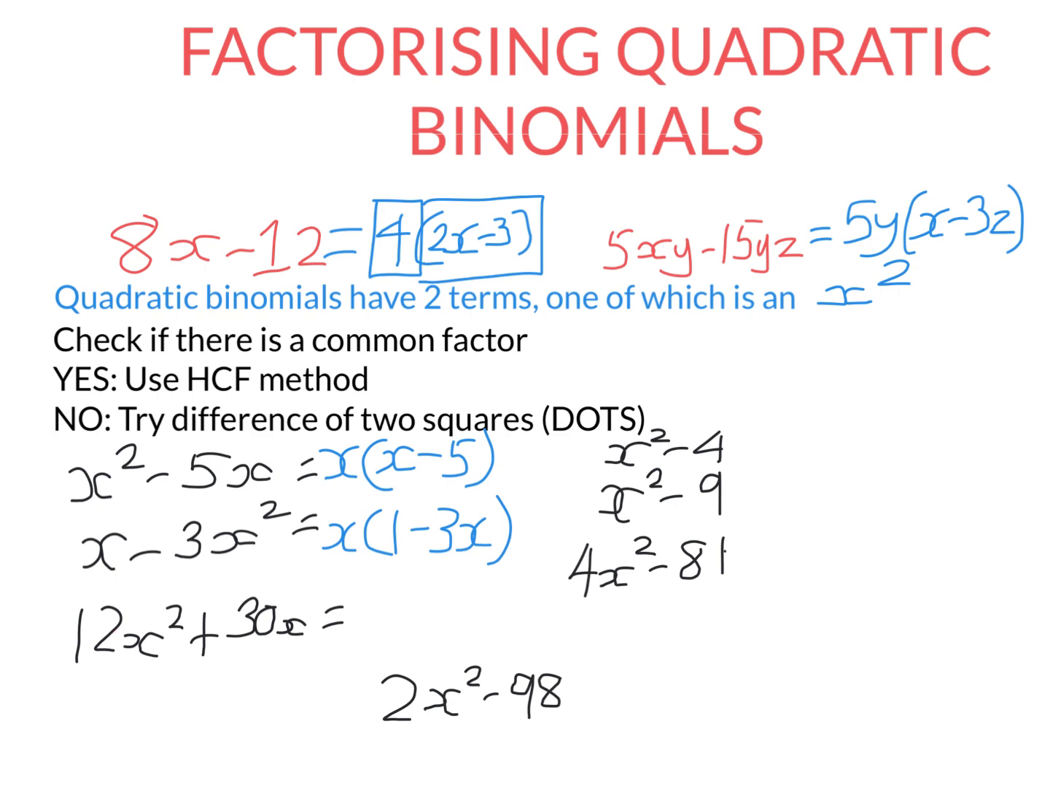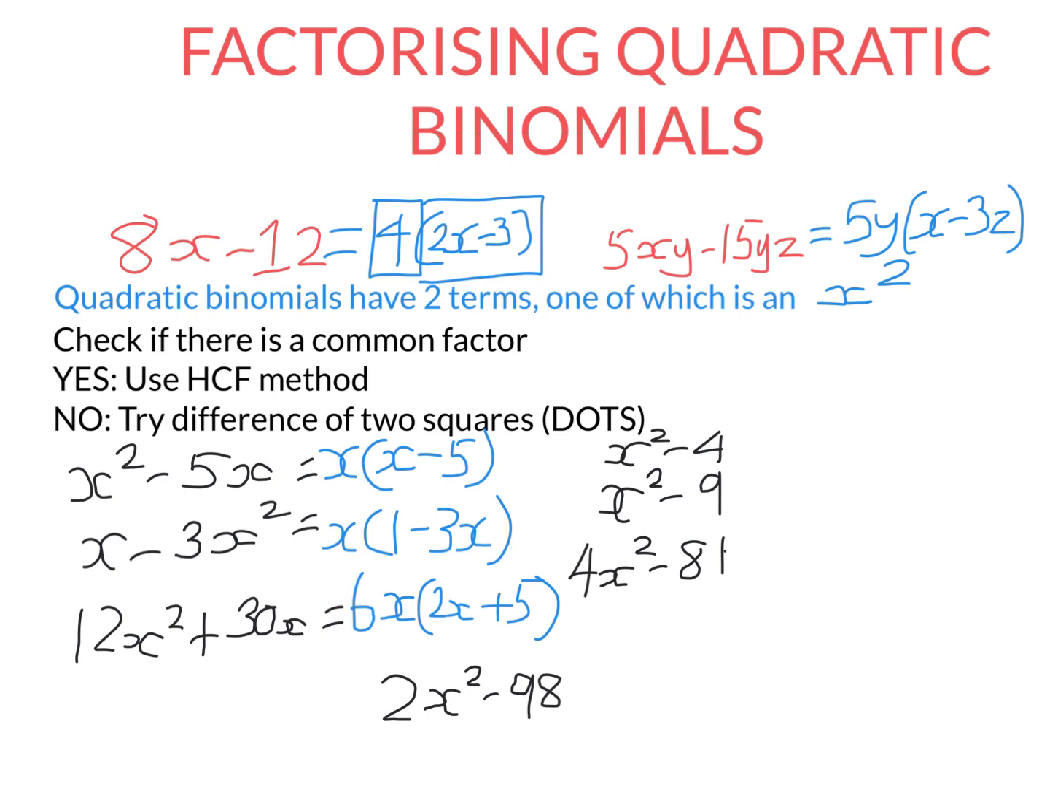All right, let's look at this expression here. Two terms, one of them's an x squared term. So we look for a common factor. So once again, they both have x in common, but they also have a common factor of 6, because 6 goes into 12 as well as 30. So the highest common factor here is actually 6x. So what do I times by 6x to get 12x squared? Well, it's just 2x. What do I times by 6x to get 30x? Well, that's just 5. Okay, so we're done. Once again, if I expand this, I get this.